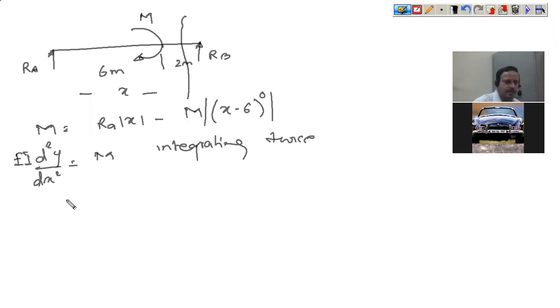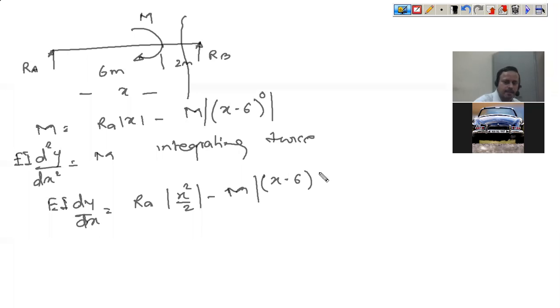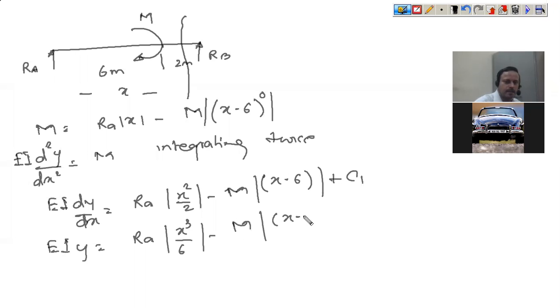So the process of integration is as usual. This will be EI dy by dx, written as Ra into x square by 2 minus m into x minus 6, plus C1, and EIY will be written as RA x cube by 6 minus m into x minus 6 whole square by 2 plus C1x plus C2. Put down the boundary conditions, calculate C1 and C2.